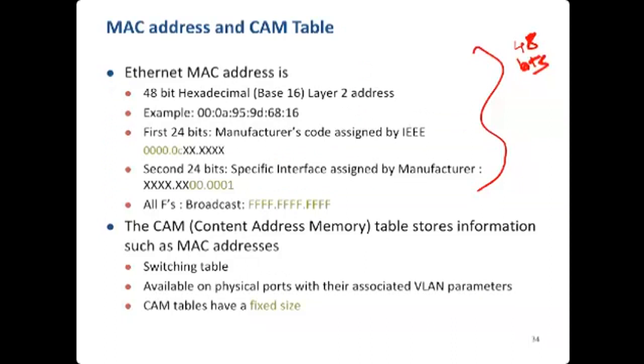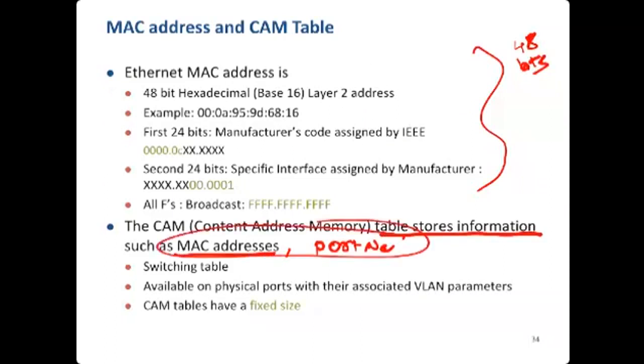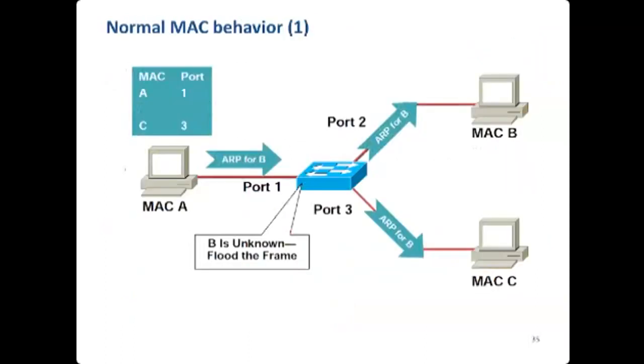Now, the content addressable memory table stores information such as MAC addresses, port numbers, etc. Okay. And the important thing is that these port tables are of fixed size. The table in each switch is of fixed size, it cannot be infinite size, and generally it's optimized. Otherwise switches will be very expensive. Okay, so this is the normal behavior.